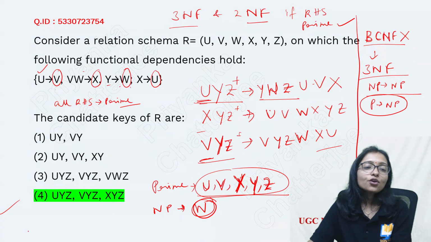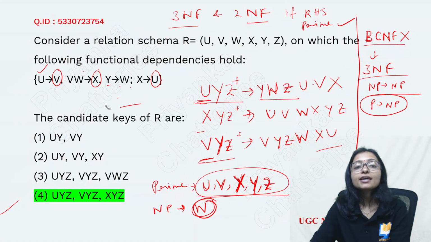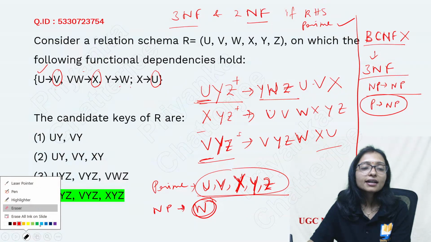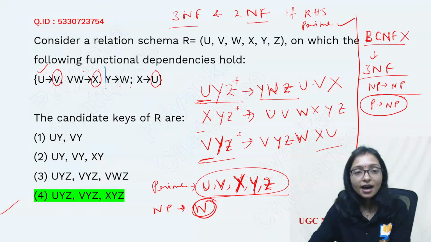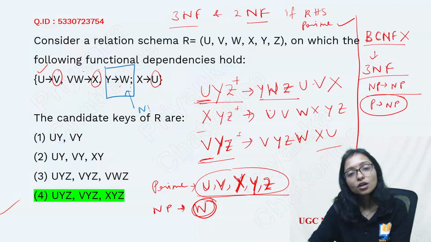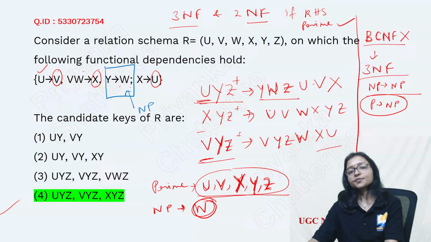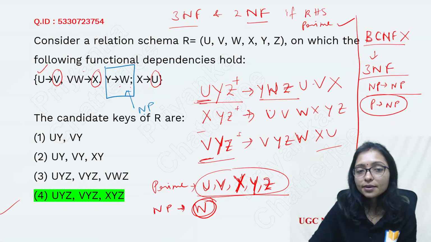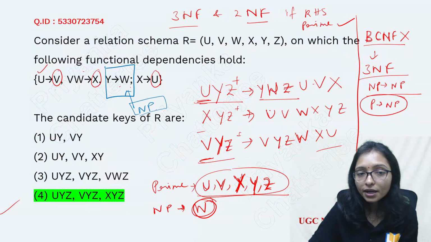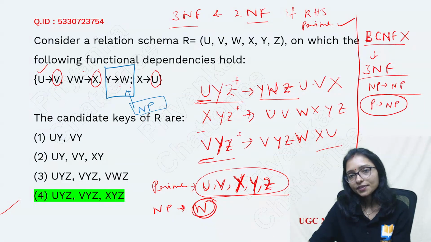Yes, you are telling correct here. I was trying to see whether you are doing it or not. Here you can see the problem. This W is a non-prime attribute, right? Yes. This is a non-prime attribute or not?